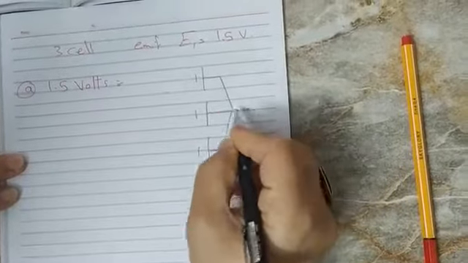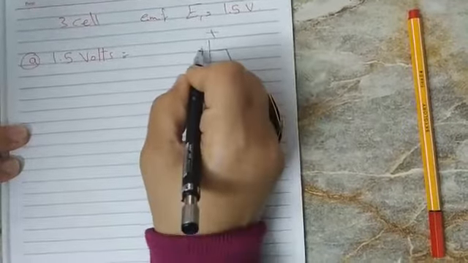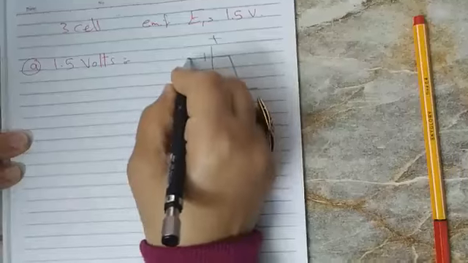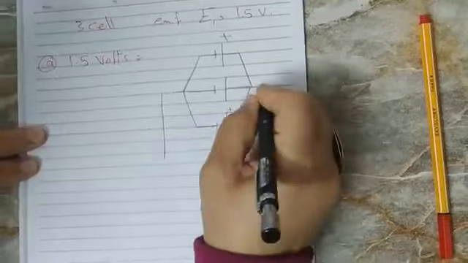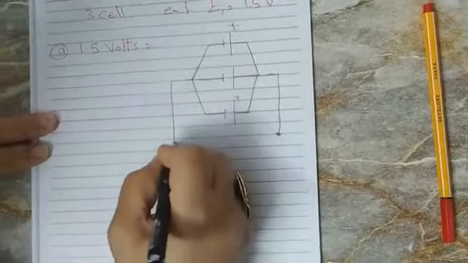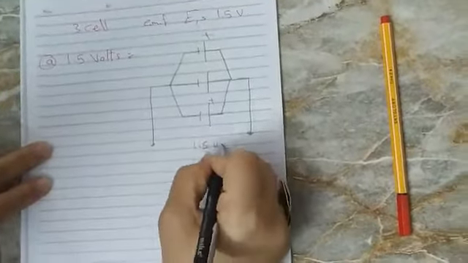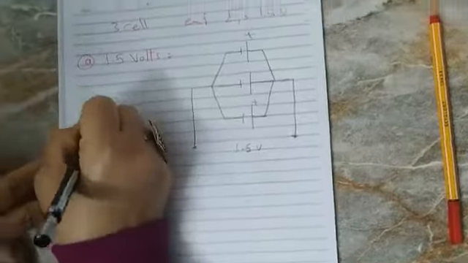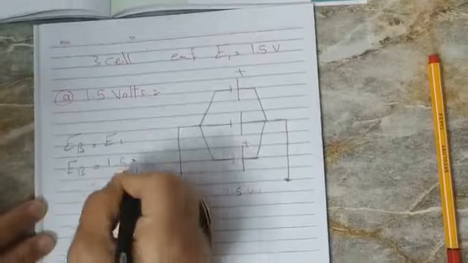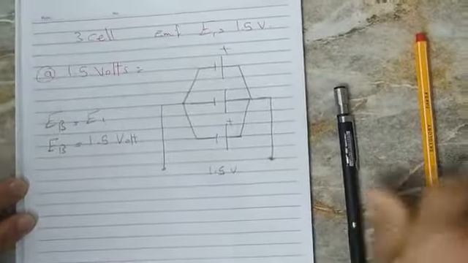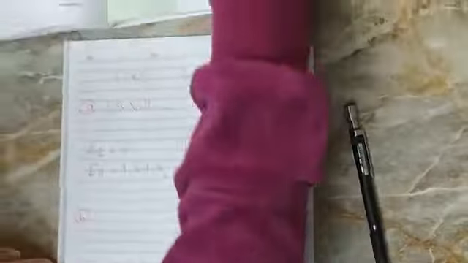You have to draw it by yourself and answer many examples like this. All of them, each one has 1.5 volt. So E battery equals E1, E battery equals 1.5 volt. Number B, connect them to get 3 volts.